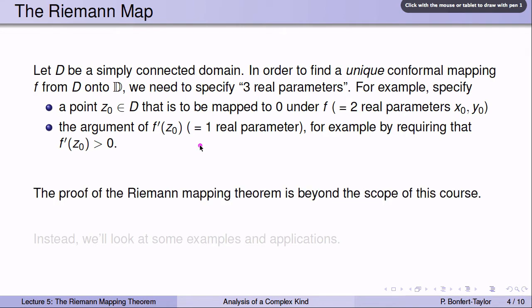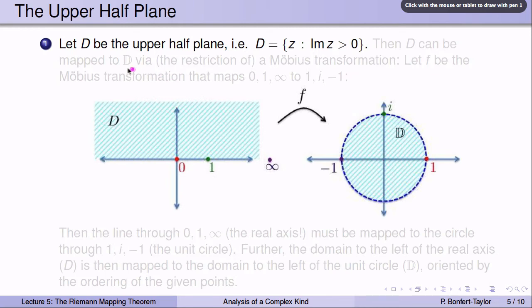The proof of the Riemann mapping theorem is beyond the scope of this course. Instead, we'll look at some examples and applications. For our first example, let's look at the upper half plane. Let's say D is the upper half plane, so the set of all z's where the imaginary part of z is positive, and we're looking for a mapping that maps D conformally onto the unit disk.